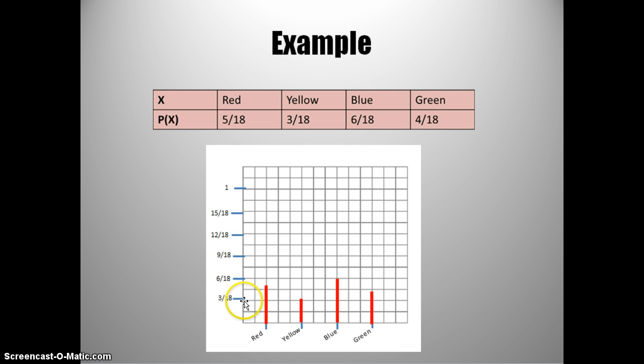So here every 2 units on the grid is equal to 3/18, so the numerators all go up by 3, but the denominators are staying the same. This top one, 1, could be represented as 18 out of 18. Now for each random variable, there's just a vertical line, I sometimes call them sticks, that are drawn at each one. So for red, the height is approximately 5/18 because that's the probability. For yellow, the height is 3/18. For blue, the height is 6/18, and for green, the height is about 4/18.